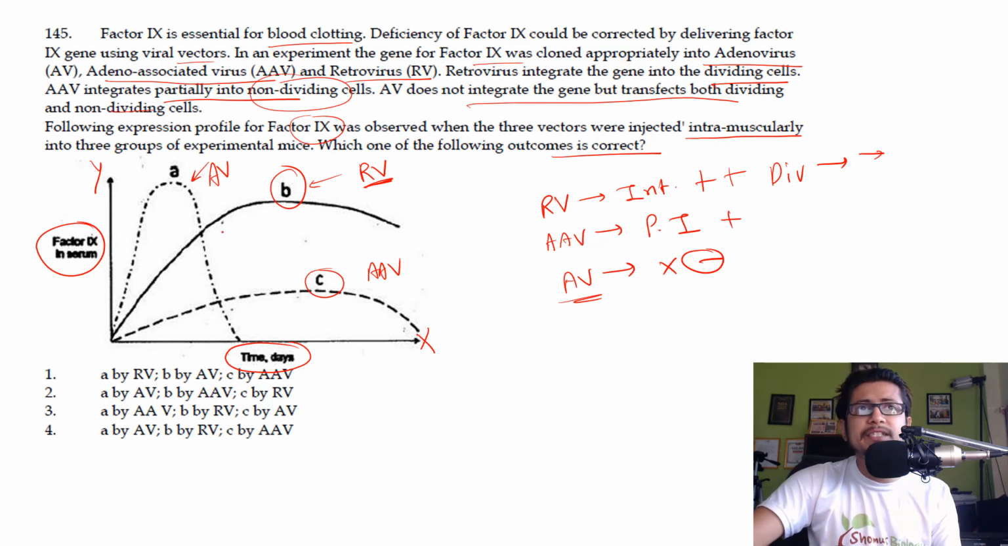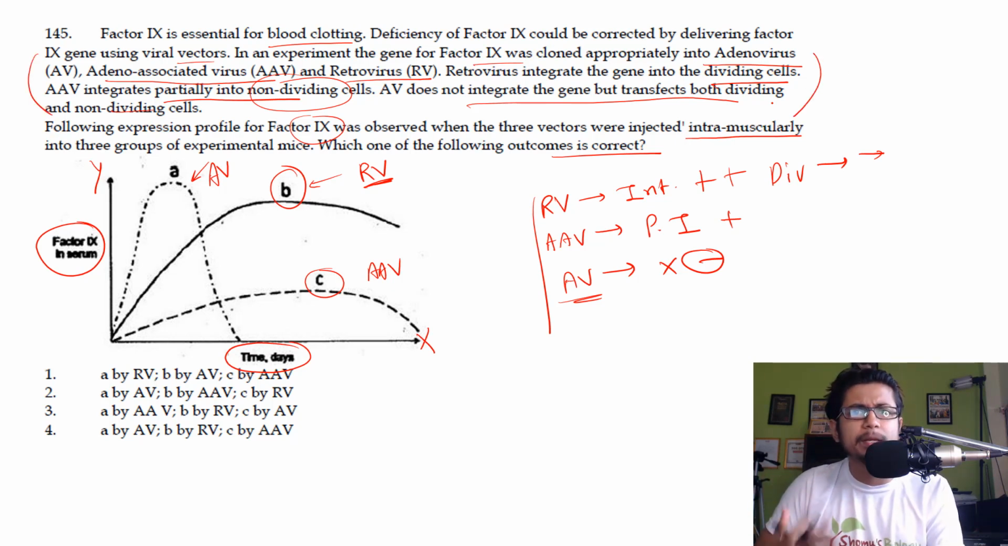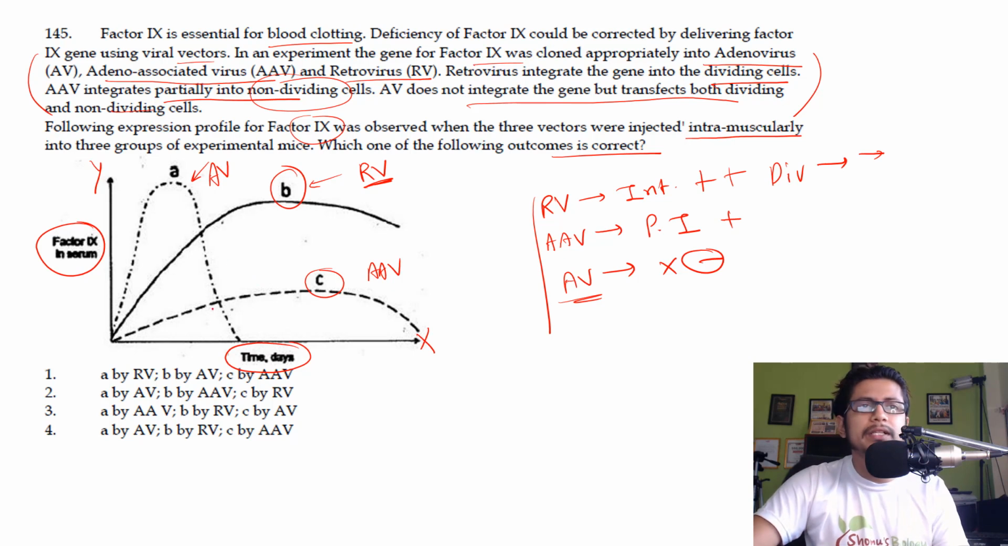So you can easily explain this graph if you know how they are going to integrate, which is also told in this question itself. This is the beauty of this kind of questions. If you read the question a couple of times, they have already shown you the answer. You just need to look into the graph, and if you can interpret graph data, you can easily answer this question. So which option here carries all this? Option number 4, A by AV, B by RV and C by AAV. So option number 4 must be the correct one in this case. Okay.